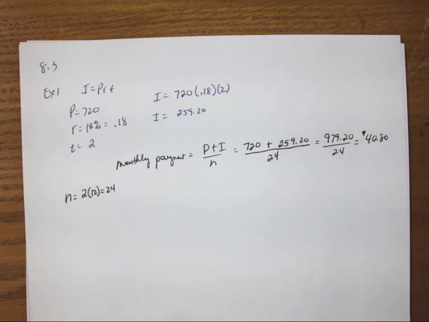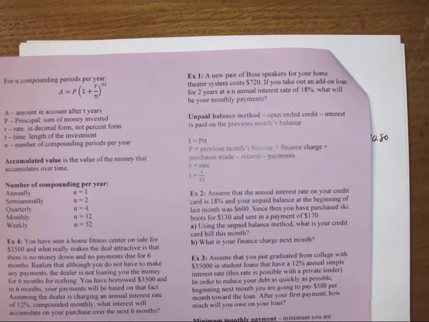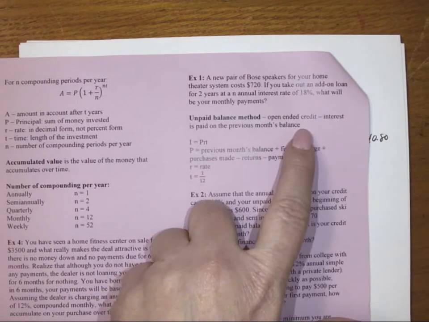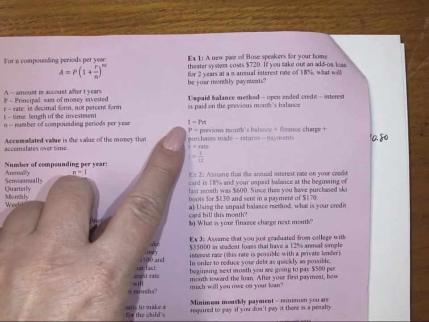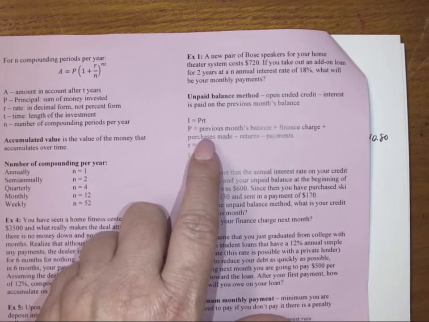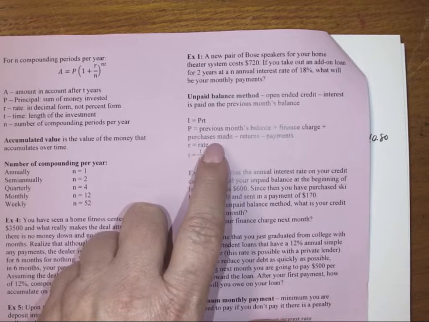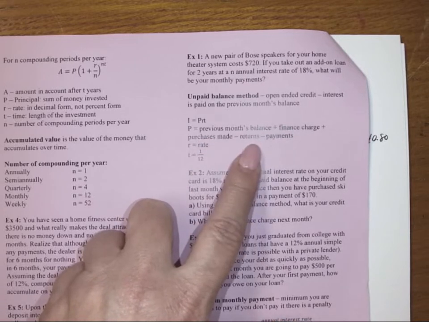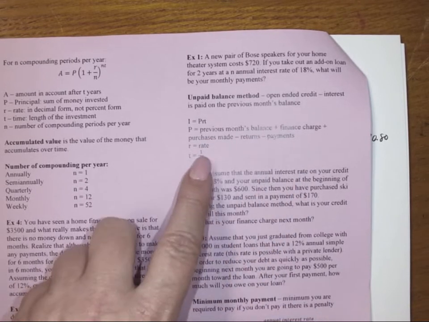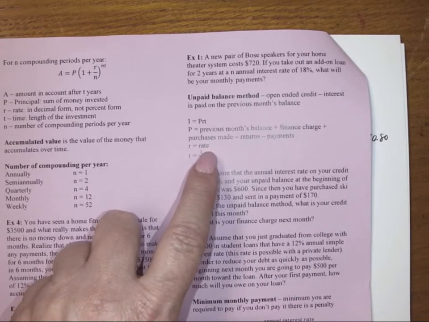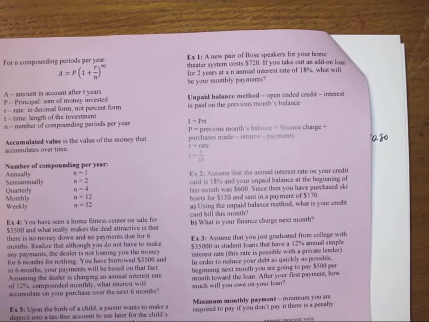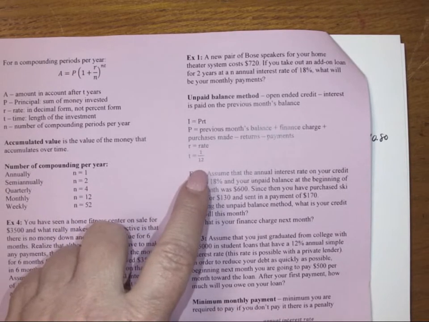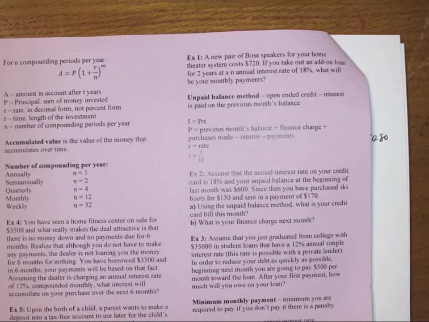All right, let's look at the unpaid balance method. That is for open-ended credit. Interest is paid on the previous month's balance. So I equals PRT. P is the previous month's balance plus finance charge plus purchases made minus any returns minus the payments. The rate is going to be our R, whatever your percent rate is. And your T, if you're talking about 1 month, is 1 out of 12. So it's going to be 1 out of 12 for your T part.